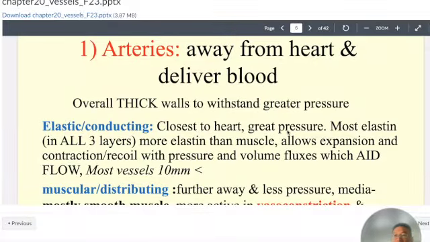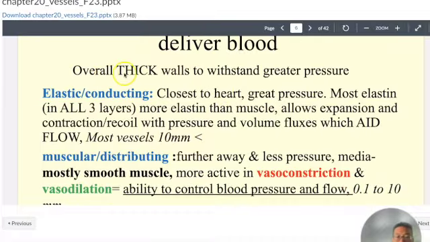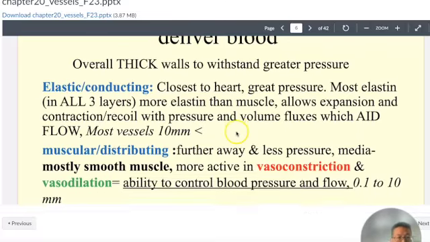Okay, again, arteries send blood away from the heart and deliver blood everywhere. Okay, overall, it has thick walls, it has to withstand greater pressure. Reason being, you remember the ventricle will squeeze the blood. The reason there is a lot of pressure is because it has to squeeze to the rest of the body.